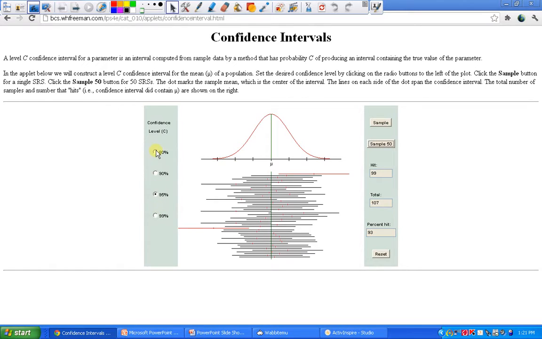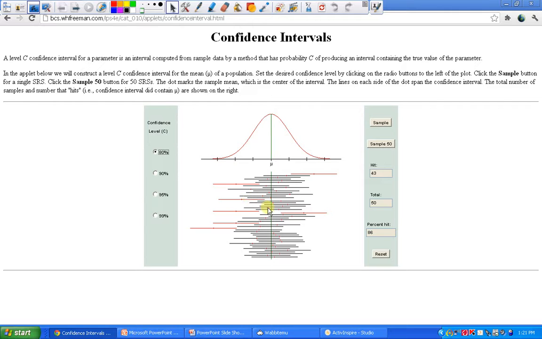So if we looked at an 80% confidence interval, notice that we get more reds. It means it did not capture the true mean more often, because we're only 80% confident. 20% of the time, it's not going to. So also you can notice that the sample means aren't really any different here. They're about the same thing. But the length of these intervals are smaller.